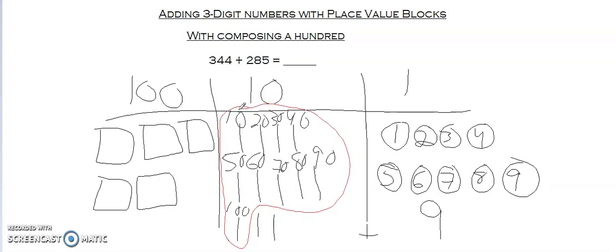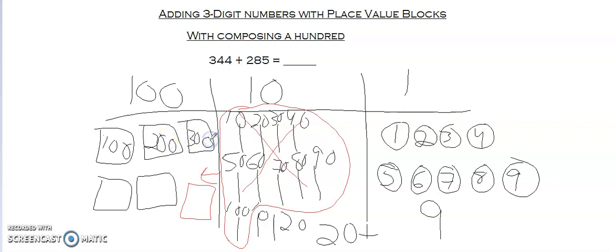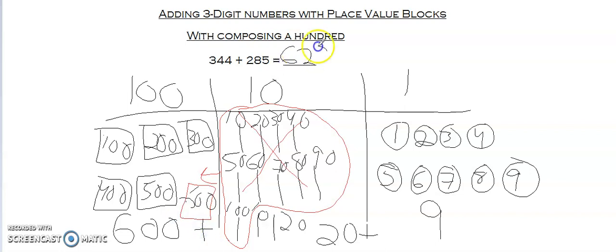So I'm going to circle those 10 tens, cross it out so I don't count it again, and draw a 100. We're combining those 10 tens to make a 100. And then I can count the tens that are left. 10, 20. So I have 20. And now I can count my hundreds. 100, 200, 300, 400, 500, 600. 600 plus 20 plus 9 is 629.